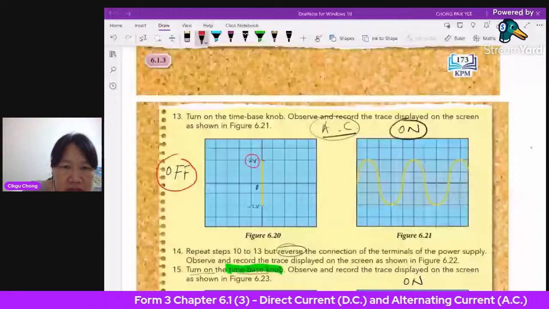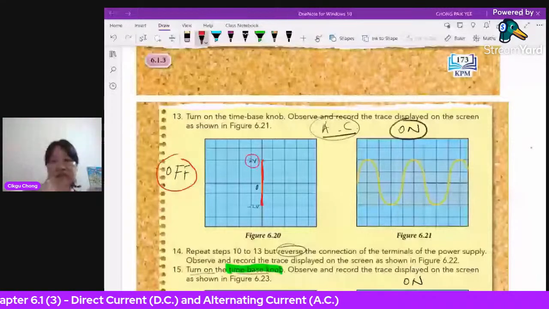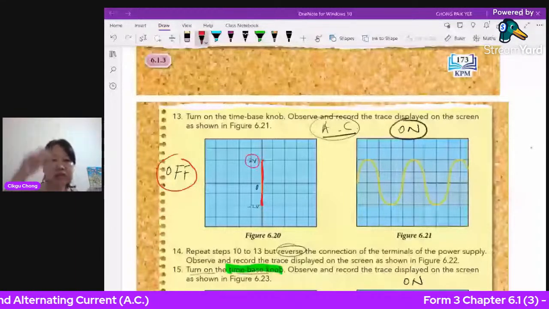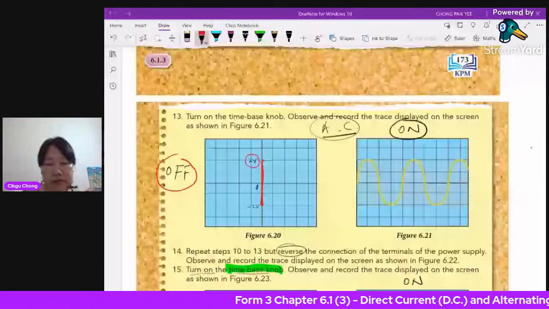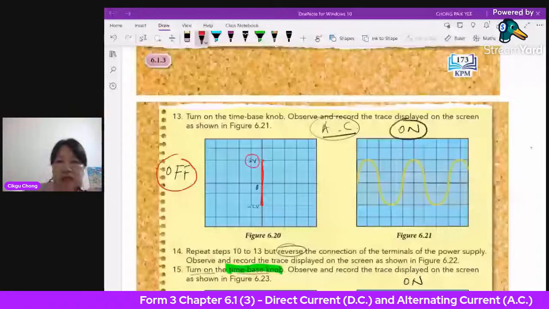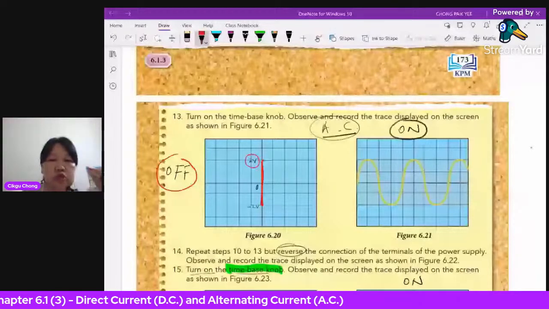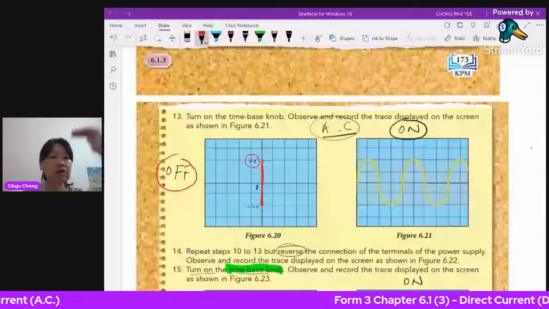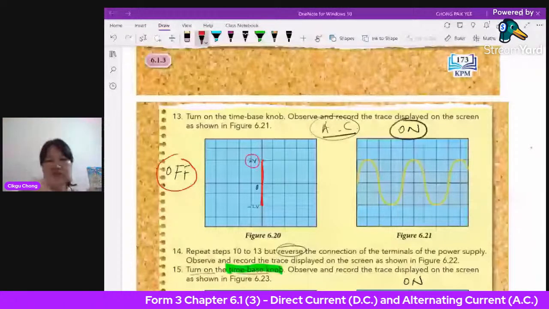So you see this line, it forms a straight line. It's up, down, up, down, up, down. Imagine you're running on the spot, up, down, up, down, on the same spot. That is the pattern you get when you switch off your time base and put 2 volts AC. AC means it switches, so it has to be positive and negative, up, down, up, down, but not at the same time, rather the next moment.